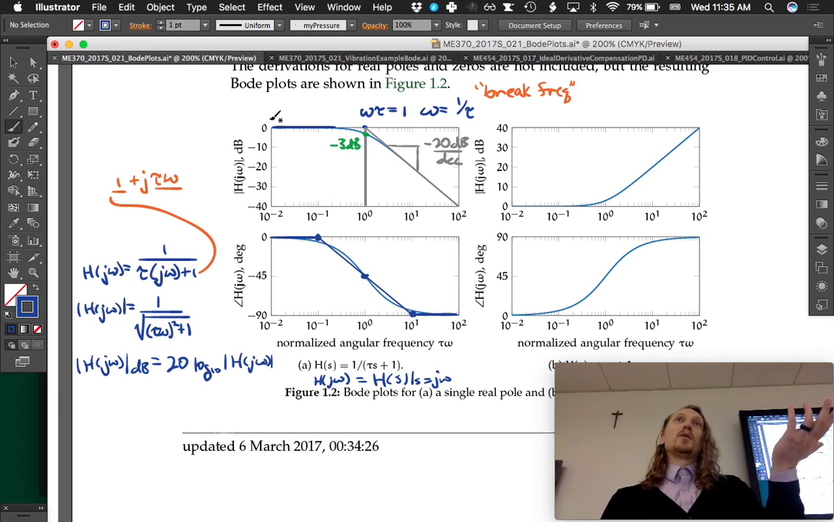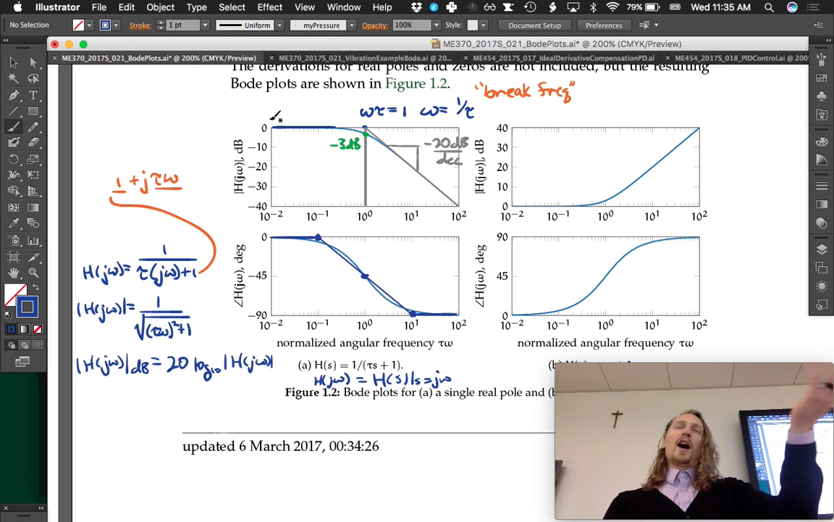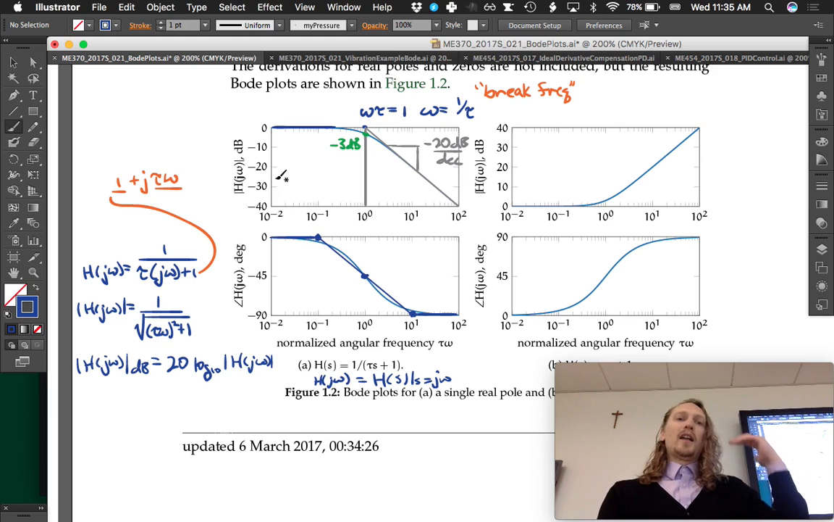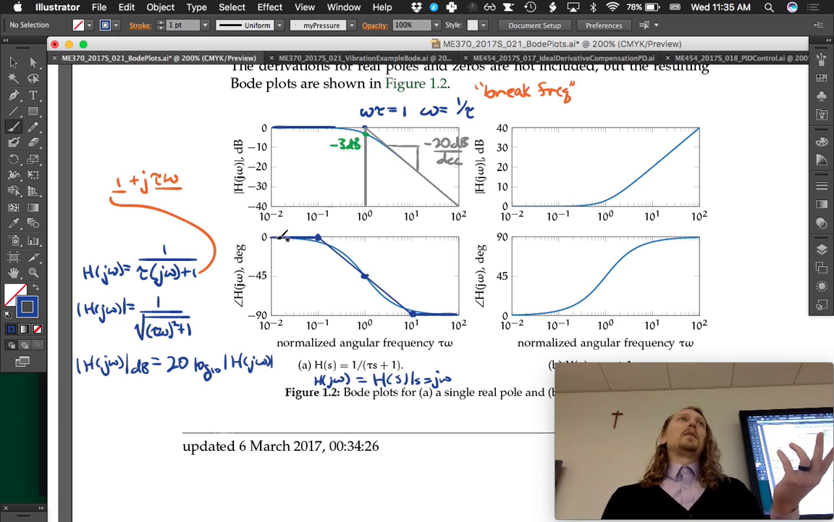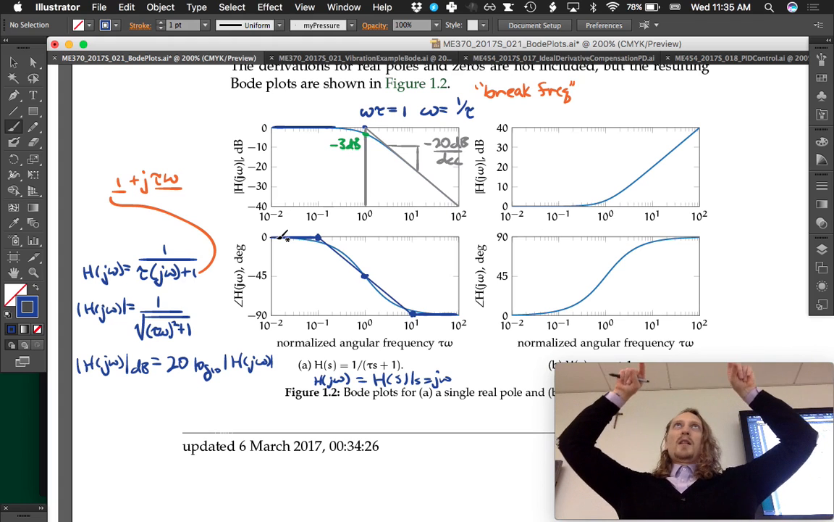So 0 dB is 1. So the output amplitude will be 1 times the input amplitude, so it'll stay the same. And the phase will be 0, so it'll be going at the same time. So the amplitudes will be the same and the phase will be the same if it's going really slowly.